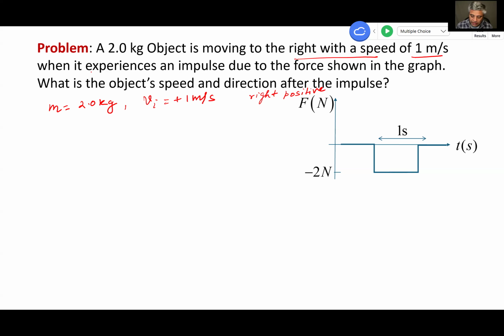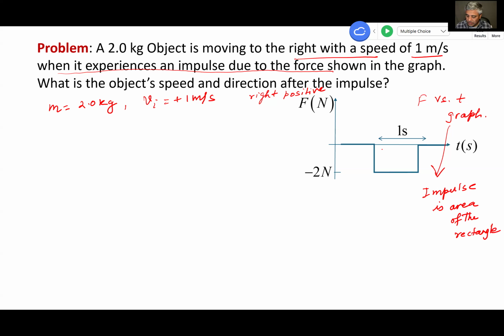Okay. So it experiences an impulse due to the force shown in the graph. Here the impulse is given in terms of a force versus time graph, okay? So that means impulse is the area of the rectangle. Here it is just a rectangular pulse, okay? So what else is given? Impulse is given, okay? Think of it in terms of impulse. Don't think in terms of force and so on. So impulse is the area of the rectangle that is given.